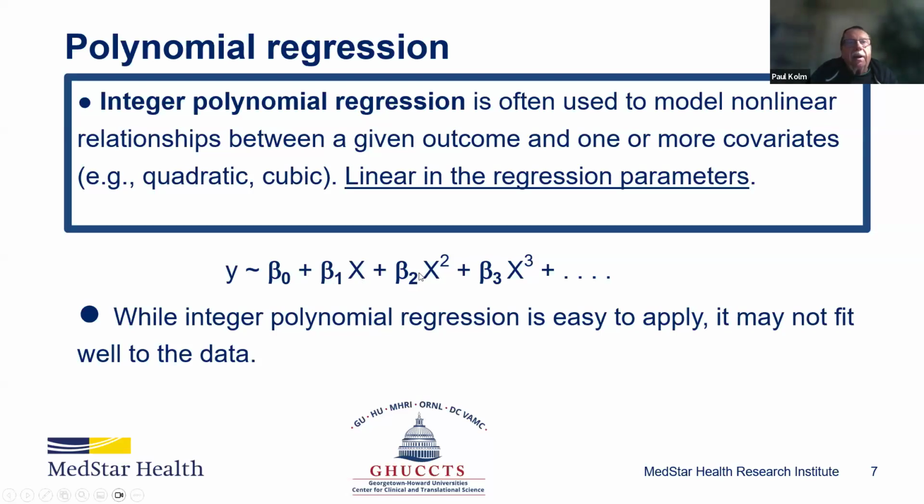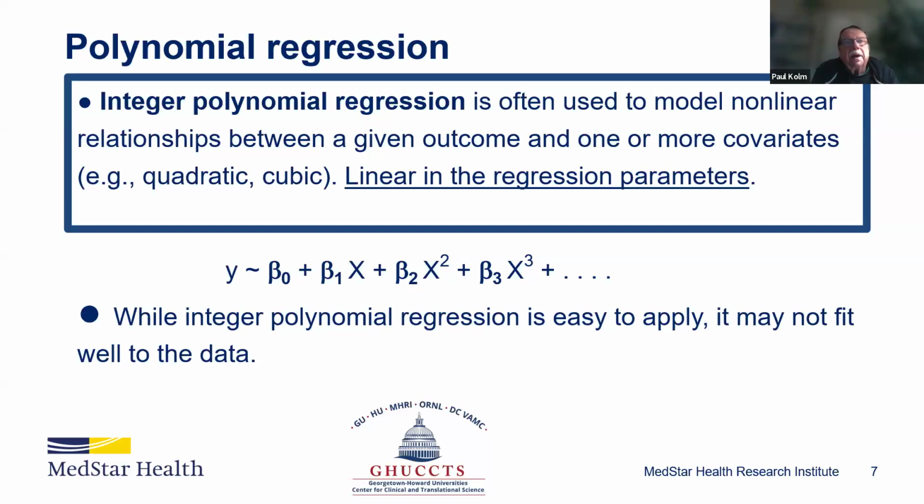So we have beta 1 times x, which is the linear part of it. Then we have x squared and x cubed, and we could put as many of these as we think we need out here. And we could include more than one independent variable. So we would have x sub 1 squared, x sub 1 cubed, and then x sub 2 squared, x sub 2 cubed, and so on.